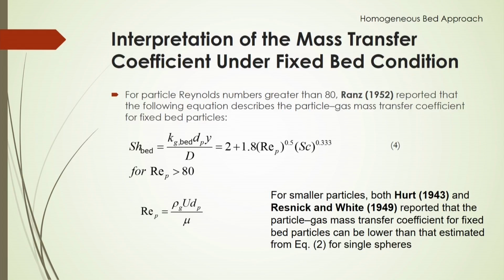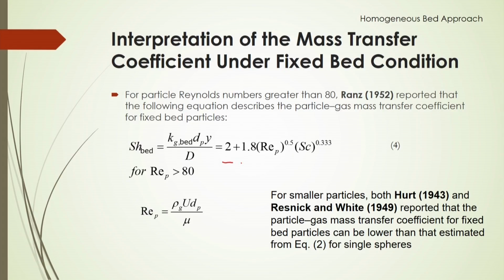For a particle Reynolds number greater than 80, Rowe (1952) reported that the following equation describes the particle-gas mass transfer coefficient for fixed bed particles. So, for fixed bed particles, Sh bed will be equal to 2 plus 1.8 into Rep to the power 0.5 into Schmidt number to the power 0.33. It is almost the same trend, but here instead of 0.6 it comes as 1.8. Rep is defined as given here.